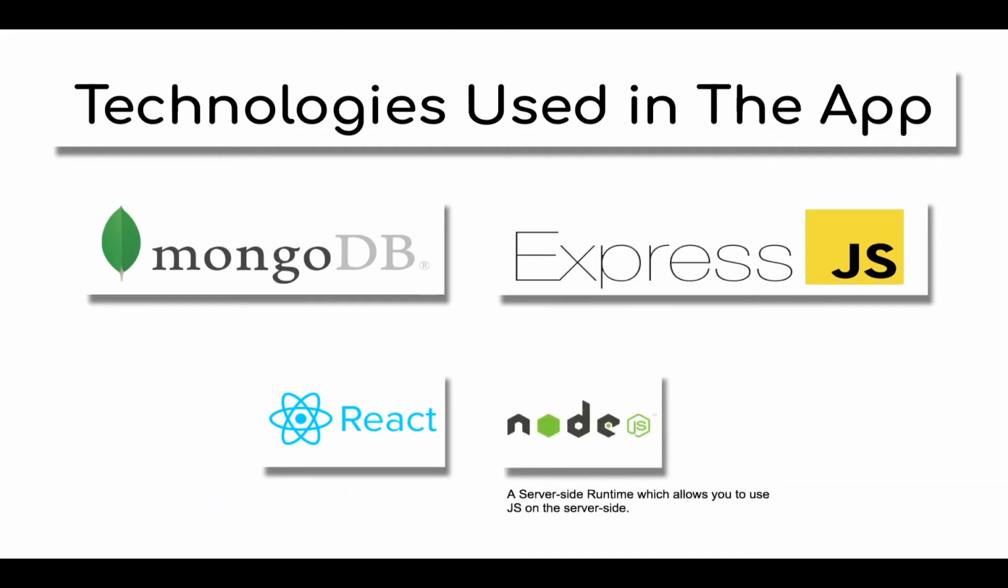And then lastly, we have Node.js. Node.js is an environment that allows you to use the JavaScript language outside of the browser. So you can use it to create the backend, and so these are the four main technologies that we used to create this application. To sum up, Express.js and Node.js we used for the backend, React for the front end, and MongoDB for the database solution.